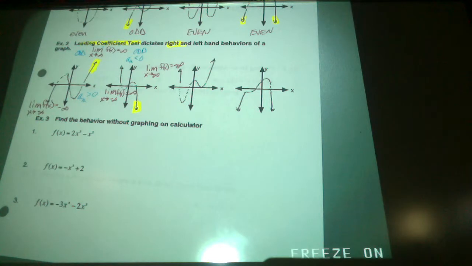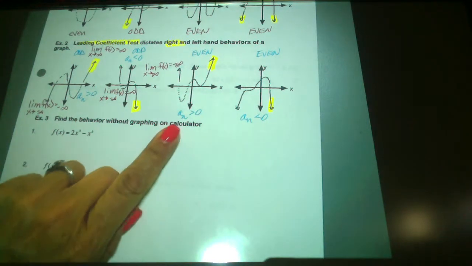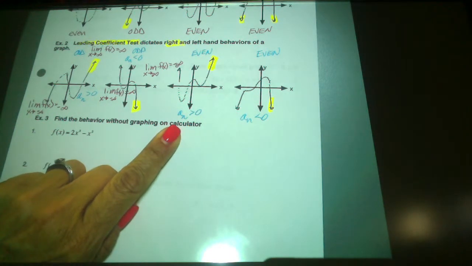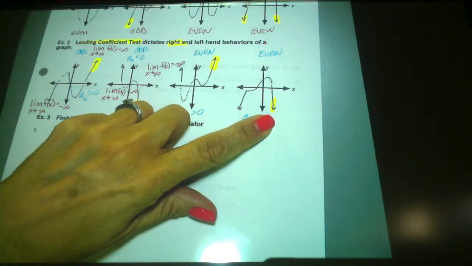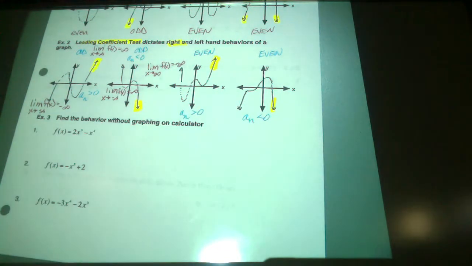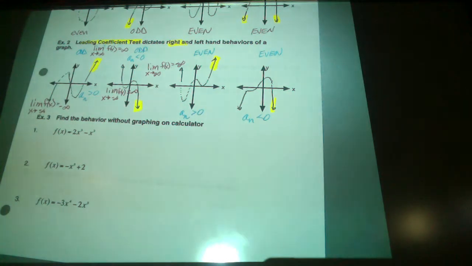Are you ready? All right, so the third one is even because the left and the right hand are going in the same direction. And because the right hand is going towards positive infinity, we know that our leading coefficient is positive. The second one is also even. And because the left and right hand agree, but the right hand is going towards negative infinity, I know my leading coefficient is negative. So that's clear, yes?